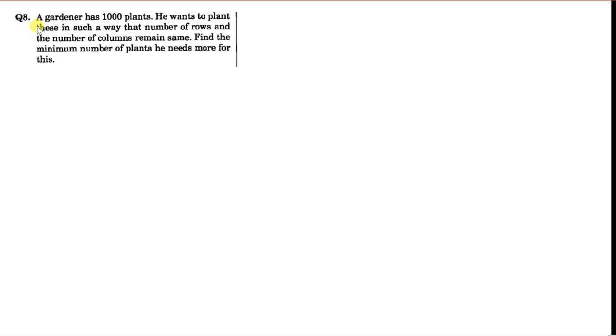Next question. A gardener has 1,000 plants. He wants to plant these in such a way that the number of rows and the number of columns remain the same. Find the minimum number of plants he needs more for this.